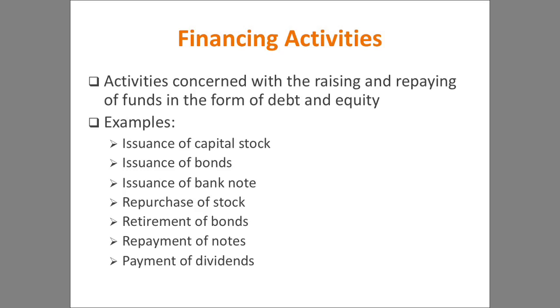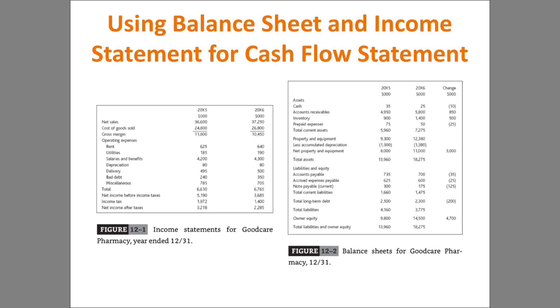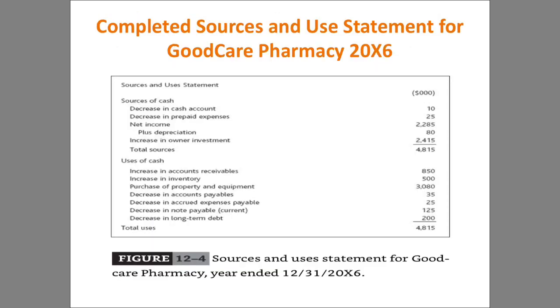The other thing we need to look at is activities concerned with raising and repaying of funds in the form of debt and equity. And so we have to look at our stocks or bonds, our payment dividends. And so in making a cash flow statement, we would use the balance sheet and the income statement to be able to determine that. What we do in making a cash flow statement, we look at our sources of cash. We look at how much we actually have in the bank.